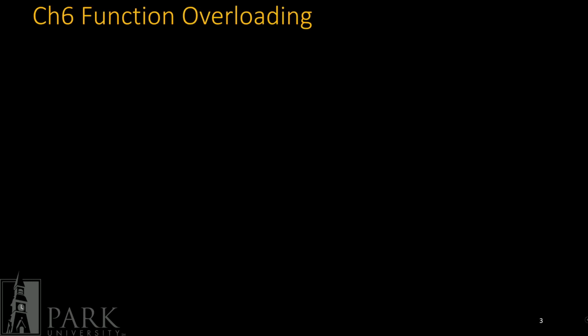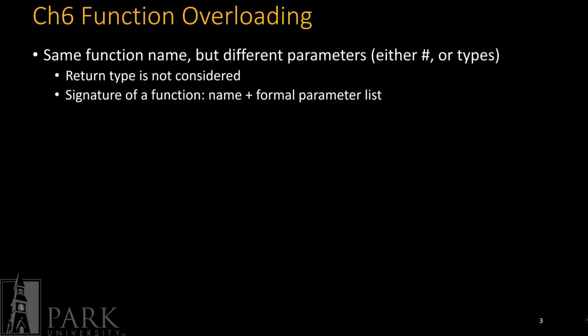Function overloading in C++ is the same as it is in Java. As a refresher, it describes when you have two or more functions with the same name but different parameters. The functions differ either in the number of parameters or they have the same number of parameters but different types. So be aware though that the return type is not considered when we're looking at function overloading. We only consider the signature of the function, which is its name plus the formal parameter list.